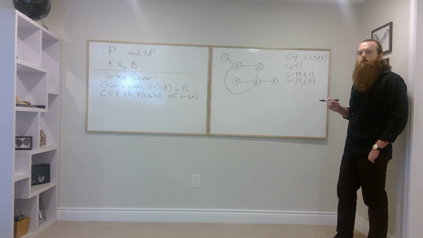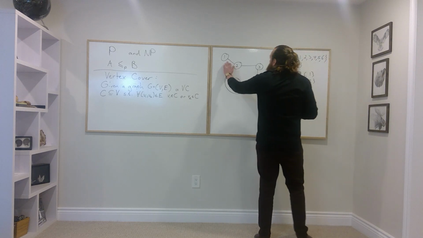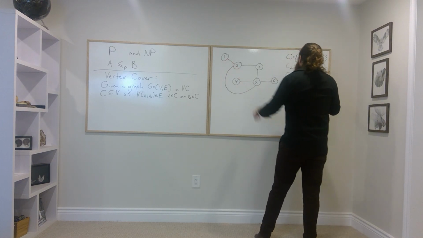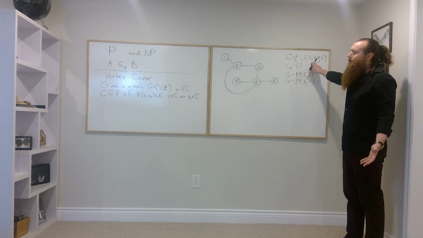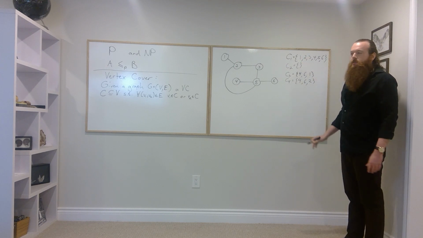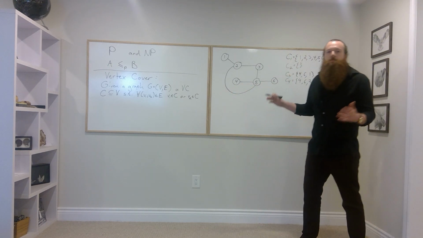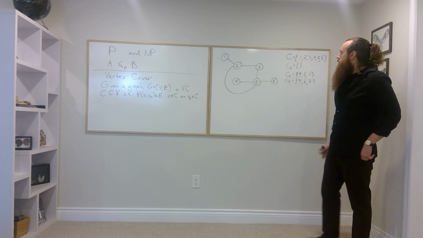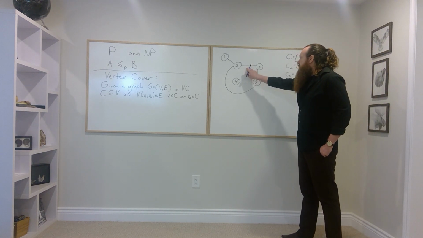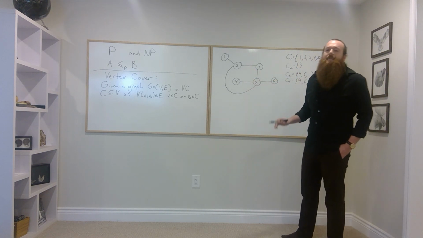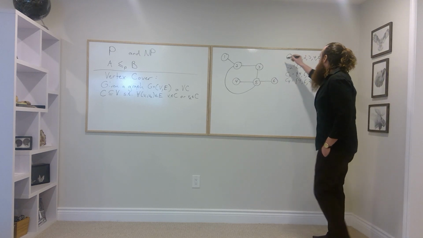Yeah, it is. Why? Well, you take any edge. Take this edge. Is 1 or 2 in this potential vertex cover? Yeah, of course, 1 and 2 are. It doesn't say that 1 and 2 can't both be in there. It just has to be that 1 or 2 is in there. Take this edge. Is it covered? Yes, 2 and 3. Take any edge. It's all covered. This one is good to go.